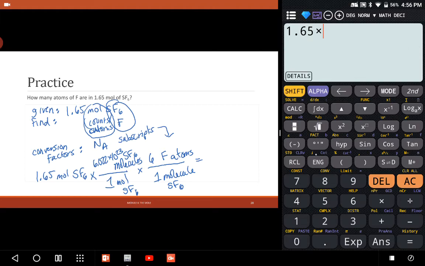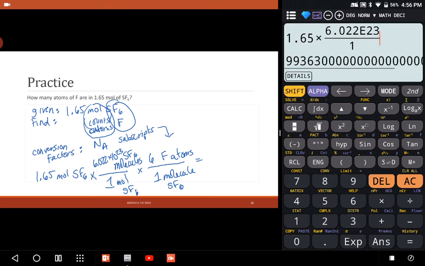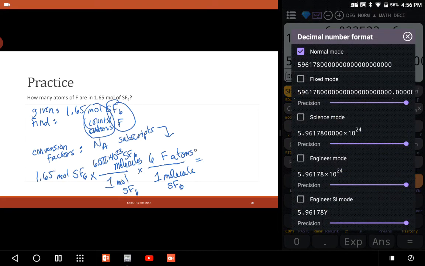1.65 times 6.022 times 10 to the 23rd power times 1 times 6 over 1. I like the pretty multi-line fraction. 6 over 1. That's not in scientific notation. Let me get the scientific notation from my calculator. So that's 5.96178 times 10 to the 24th power fluorine atoms.